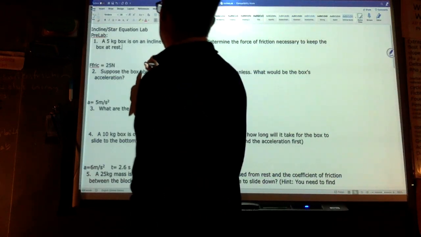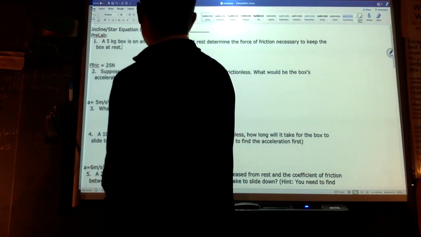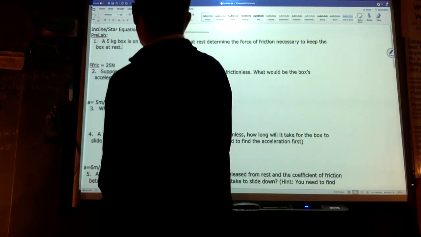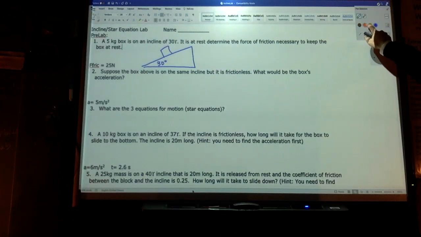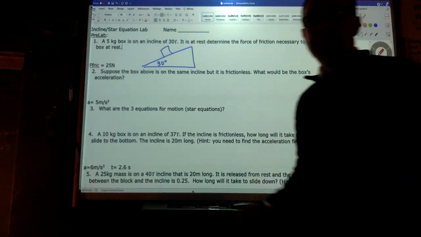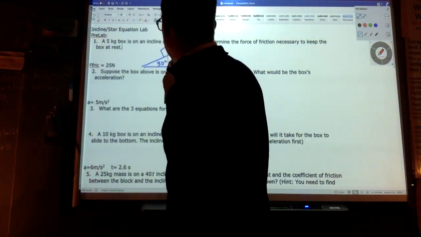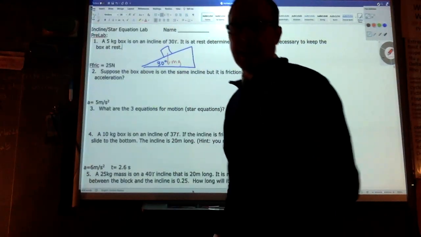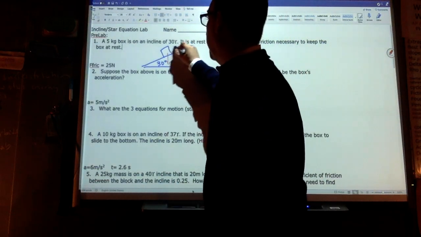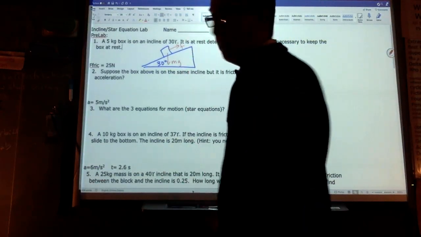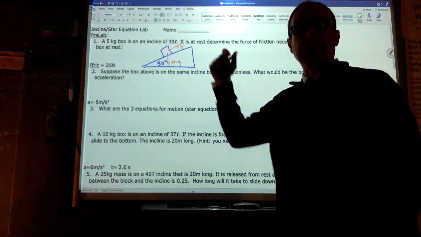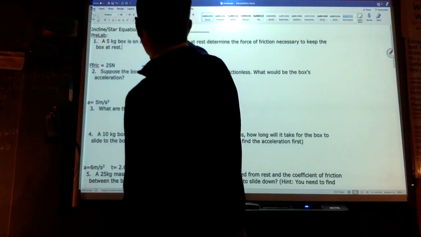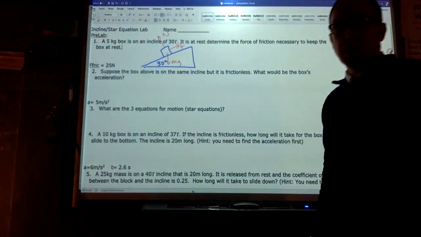A 5 kilogram block is at rest on an incline of 30 degrees. Determine the force of friction necessary to keep the box at rest. So when I do my free body diagram, I should have weight going straight down. I should have friction opposing the motion. It's going to want to slide down, so friction should go up the incline, and I should have normal perpendicular.